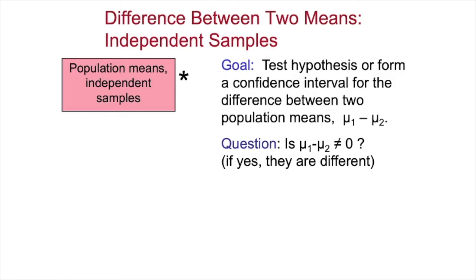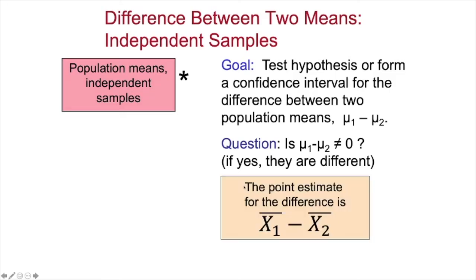Okay, so we're going to test hypotheses about mu1 minus mu2, or we're going to form confidence intervals for the difference between mu1 minus mu2. So the point estimate for mu1 minus mu2, well, unsurprisingly, it's going to be x1 bar minus x2 bar.